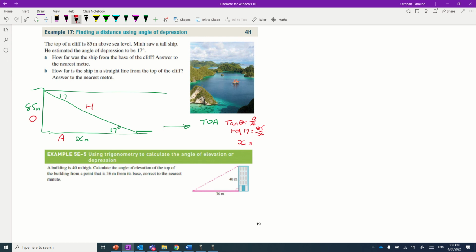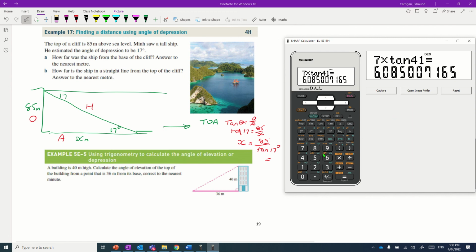X equals 85 on tan 17 degrees. And that is going to be equal to, let's go for this calculator, we've got 85 divided by tan 17 degrees.